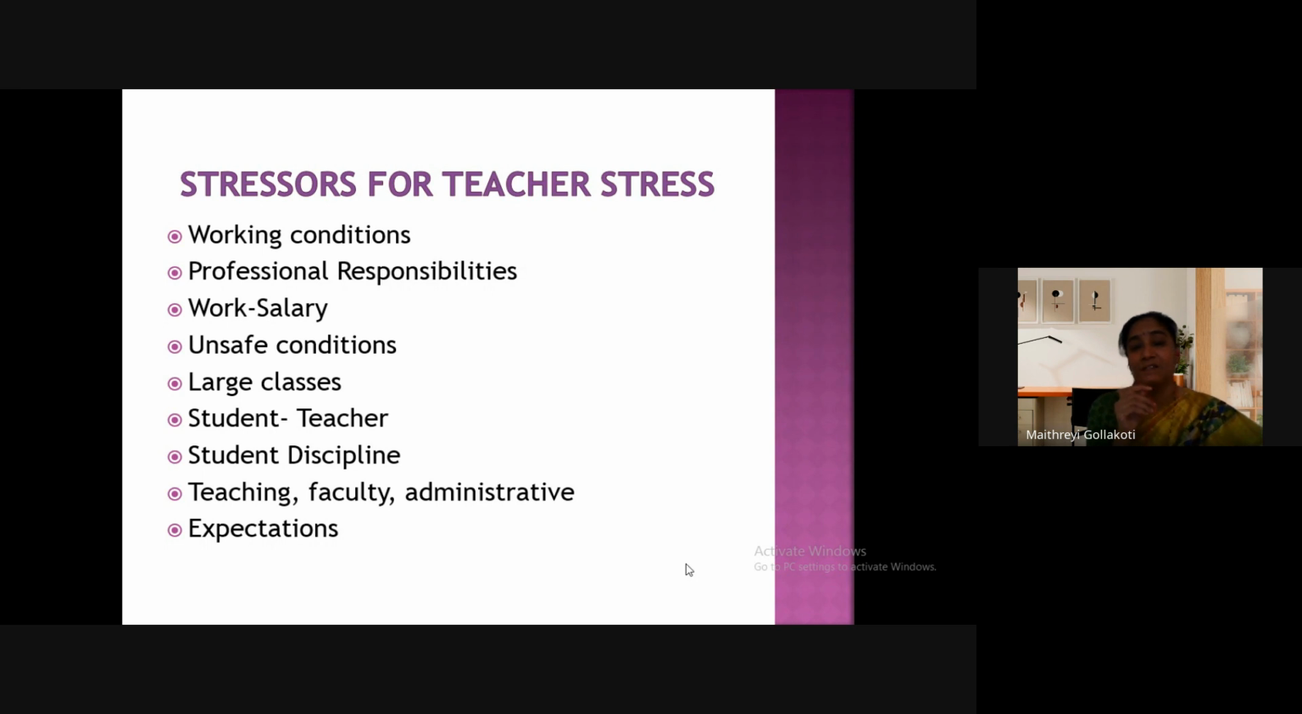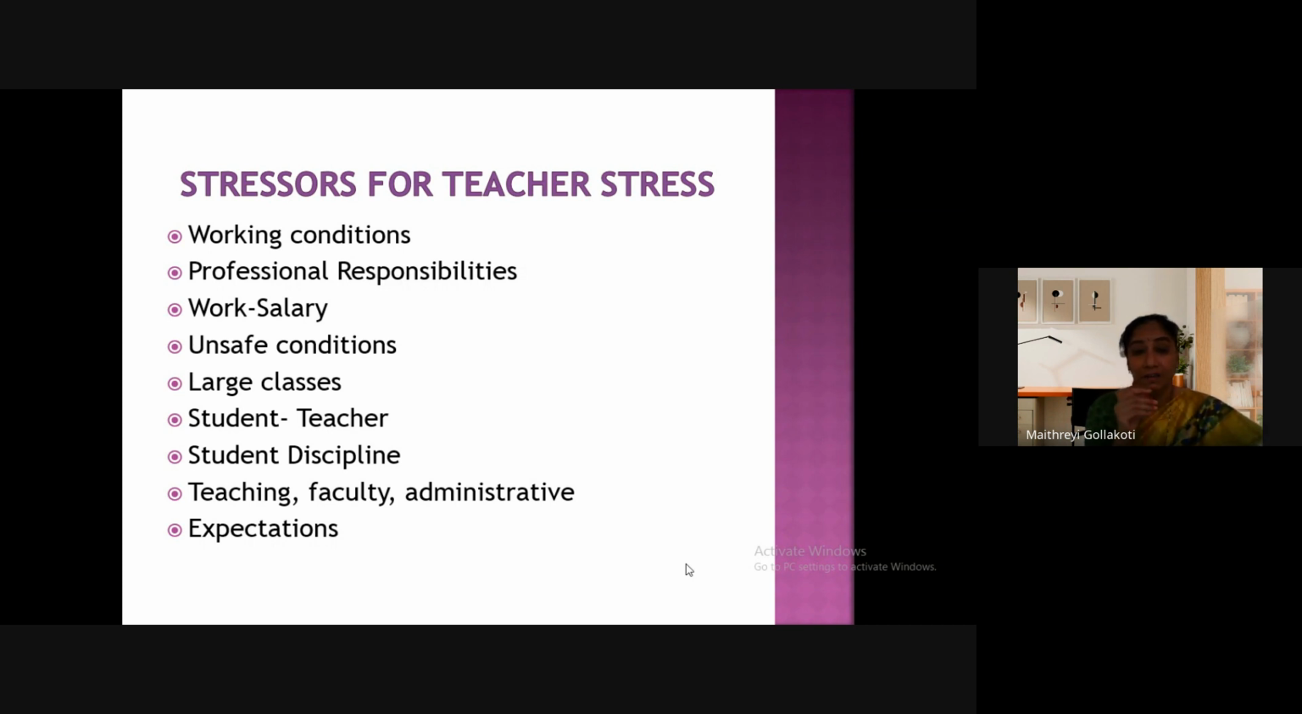And next, unsafe conditions. Now, this also we have experienced during COVID, isn't it? During COVID, some of us had to go and attend to duties in college. Some of us had to go and teach, despite all this epidemic. In such conditions, you feel very unsafe because you have to attend to your duties. At the same time, you don't know what will happen, isn't it? Such unsafe conditions also create some stress.